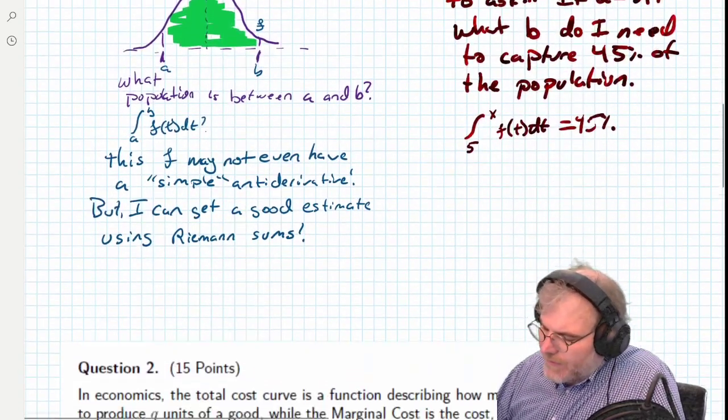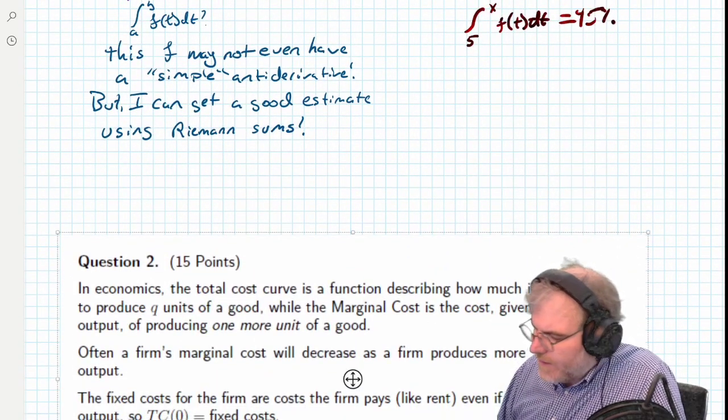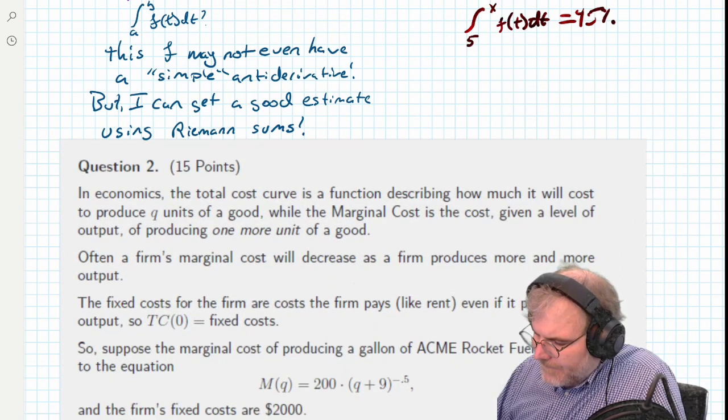Let's do another example here. How much time do I have left? Ooh, I made up some time. Excellent.